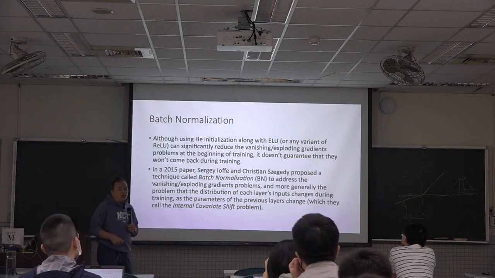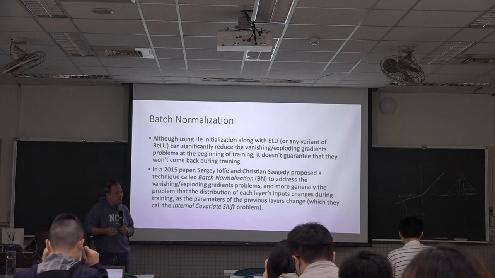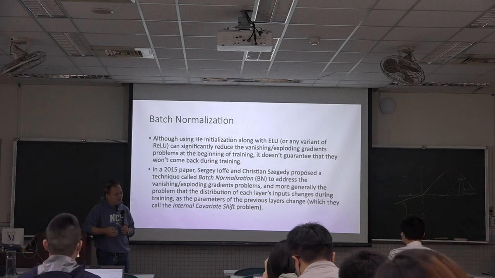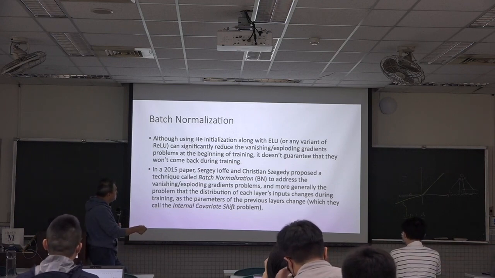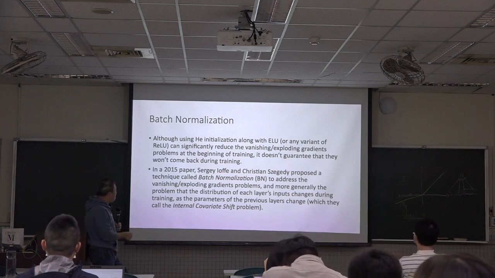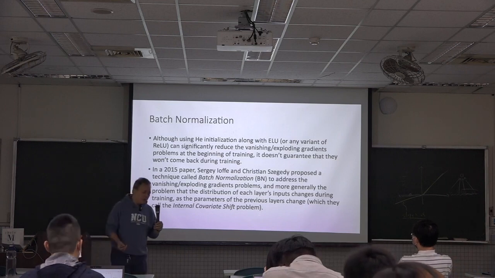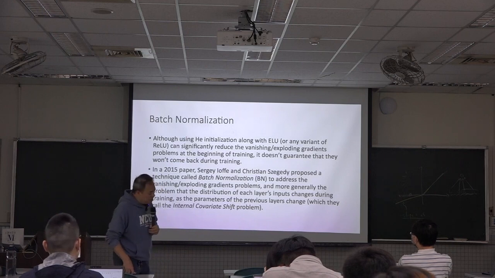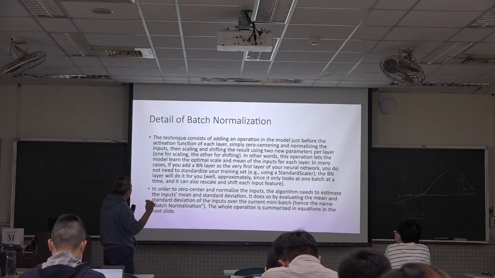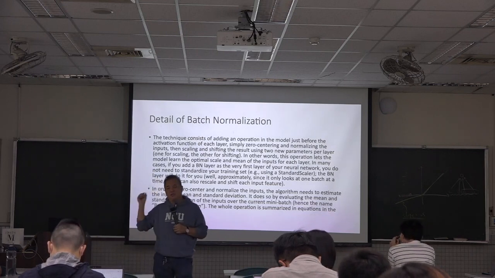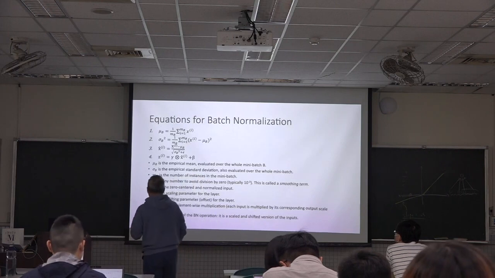For example, in Xavier Glorot and Yoshua Bengio's paper, they didn't give a particular name for this problem, but in the Sergey Ioffe and Christian Szegedy paper, they gave it a name, called the internal covariate shift problem. But basically, it's exactly the same problem that the Xavier paper pointed out. Of course, the important thing is not the name of the problem. The important thing is the solution these two researchers propose, this batch normalization.